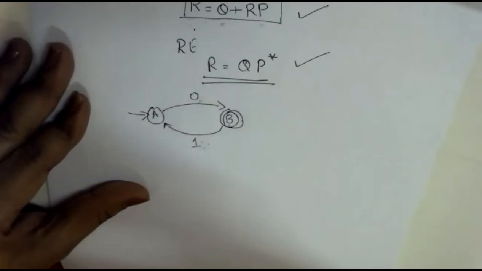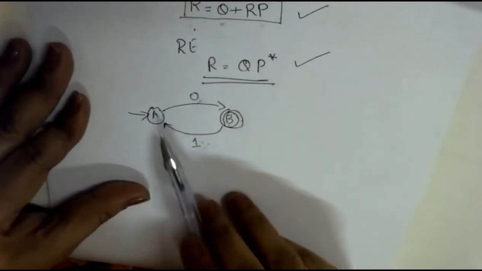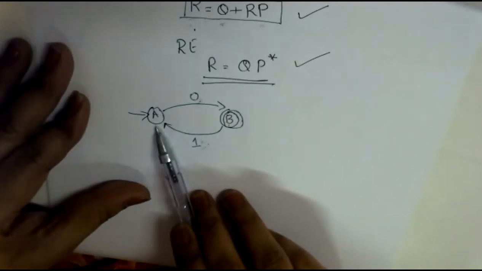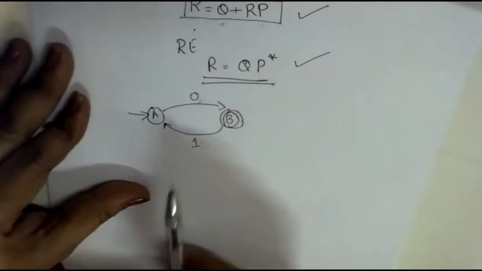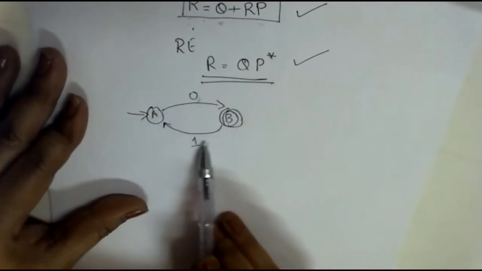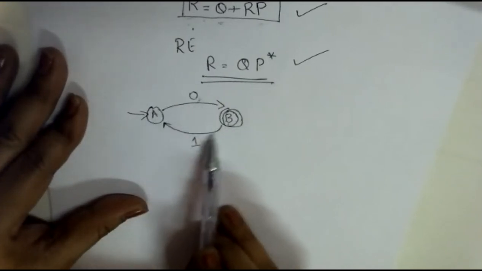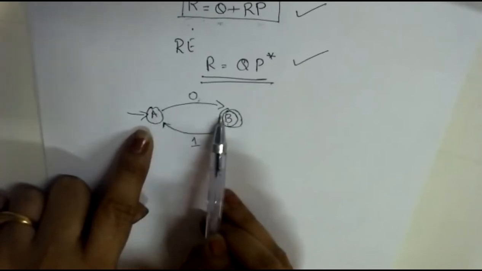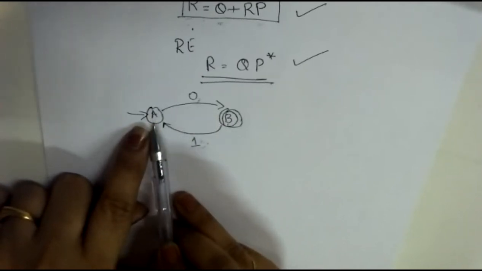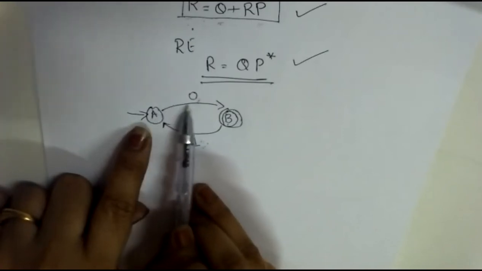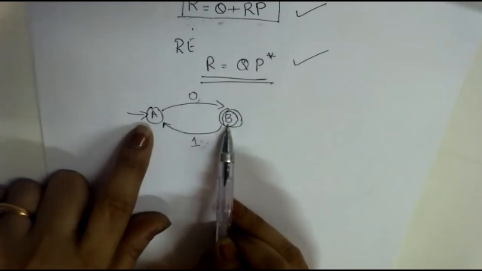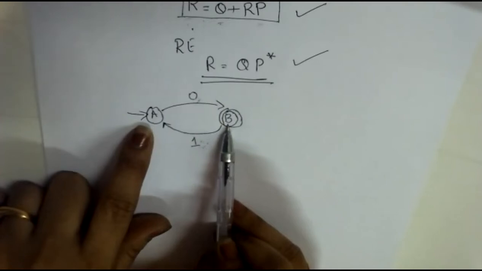Okay, few of you are right. Brijesh says 0, 1 whole star. Brijesh and some of you, Abhishek and all, see, if it is 0, 1 star, it is landing into state A, right? And A is not our final state. It has to reach back to B, right? So it cannot be just 0, 1 whole star. Ruchita, Brijesh, I hope you are getting me.